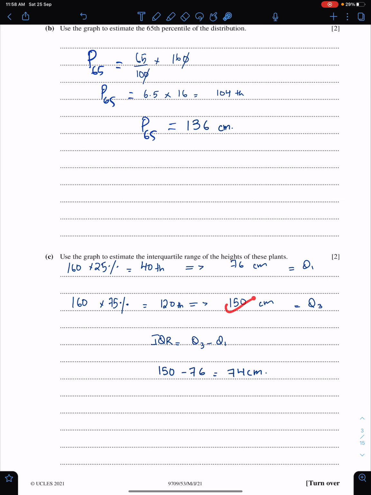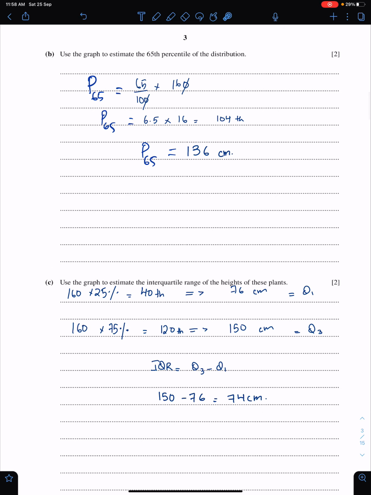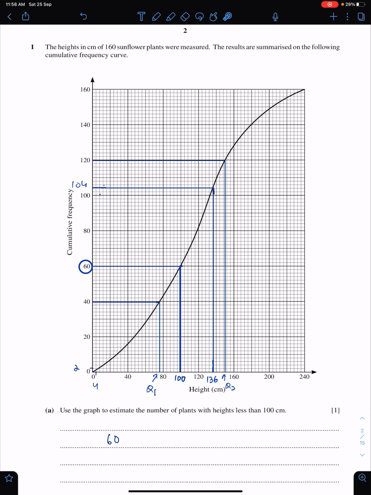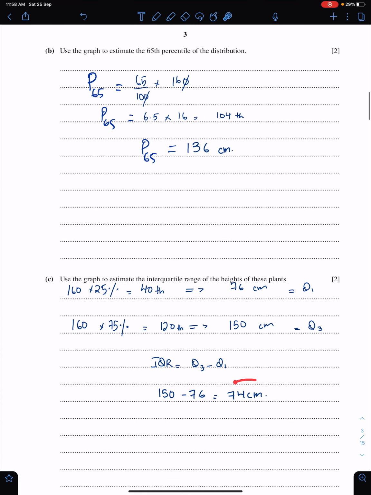So Q3 is 150, whereas Q1 is 76. According to the formula of IQR, we have 74. The IQR is 74. This is the answer of part C. This is Q3 and this is Q1. The difference of these two will give you the IQR, which is 74.